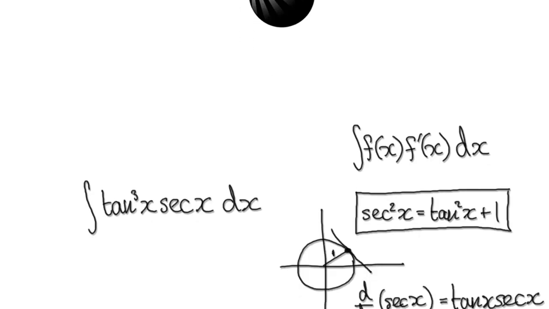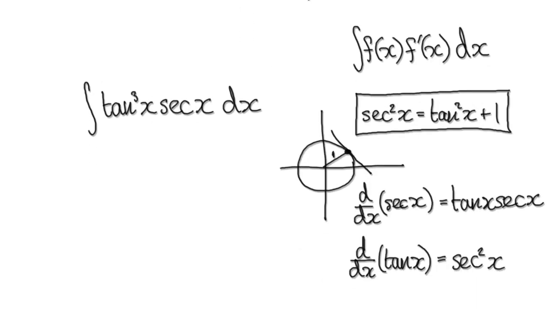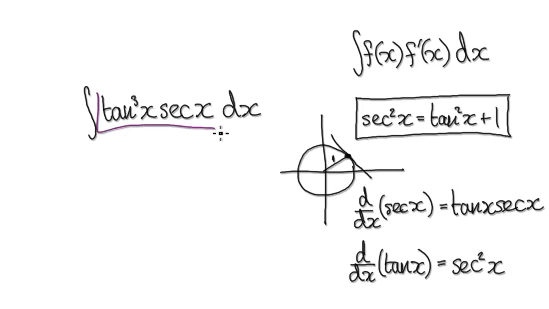In this video, we're going to integrate tan cubed x secant x. So we are going to integrate this. Remember, we've already seen this identity in the previous video.